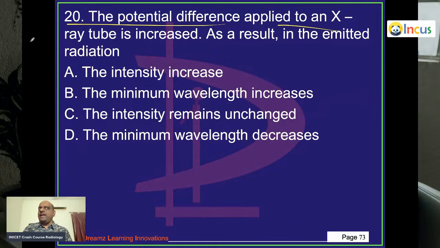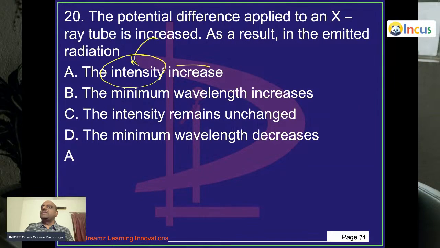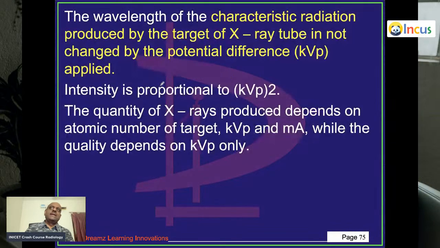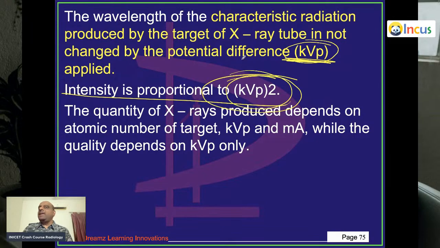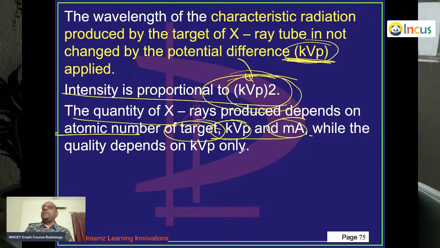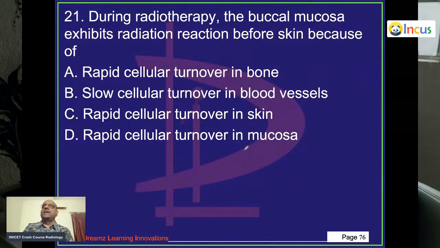So what is the potential difference applied to an X-ray tube, if it is increased, what will happen? The intensity increases. So KVP, intensity is proportional to the square of the KVP, is what you need to remember. So KVP and MA, the quantity of X-rays depends on the atomic number of the target, KVP and MA, milliamperes, while the quality depends on KVP only, is what you need to remember.